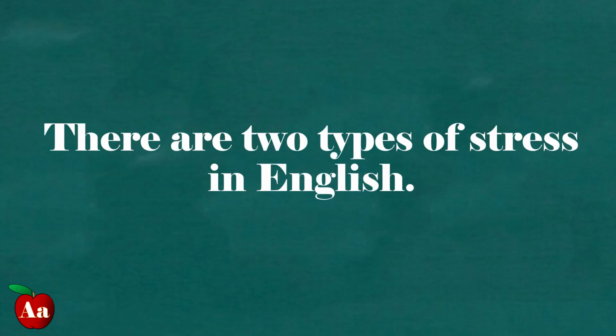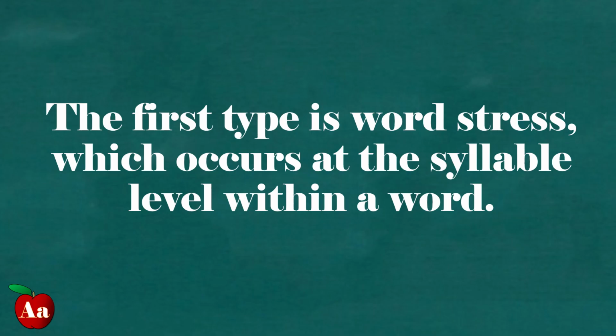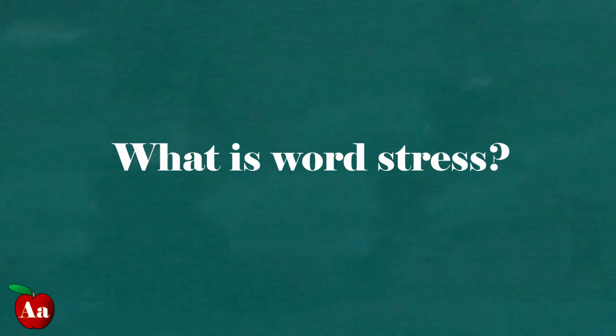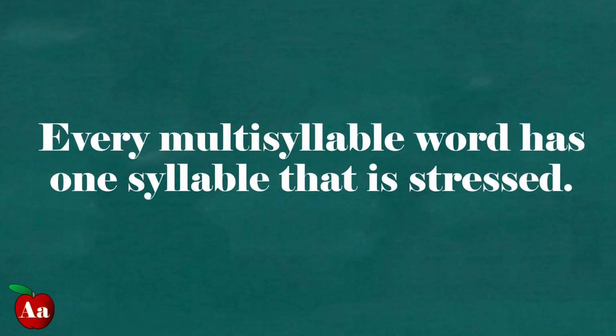There are two types of stress in English. The first type is word stress, which occurs at the syllable level within a word. The second type is sentence stress, which occurs at the word level within a sentence. We will begin with word stress. What is word stress? Every multi-syllable word has one syllable that is stressed.